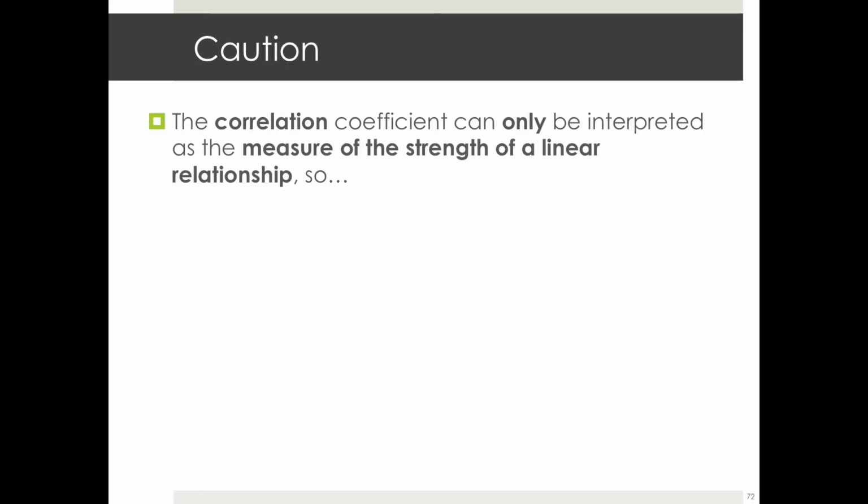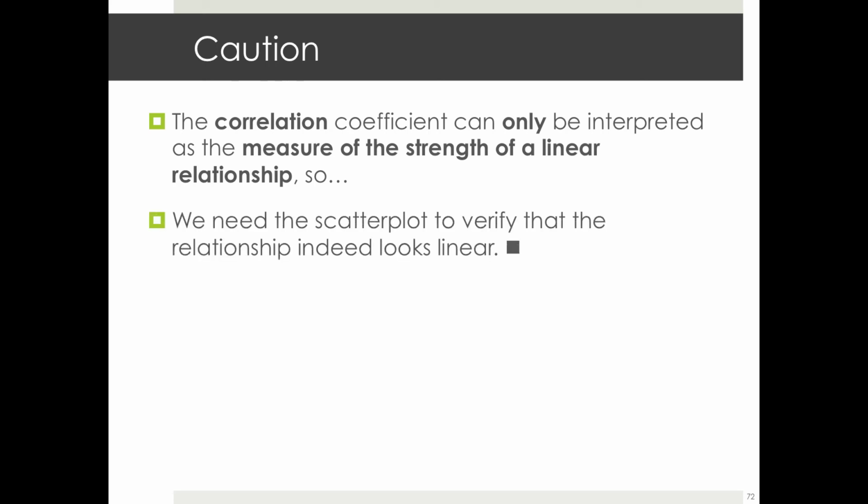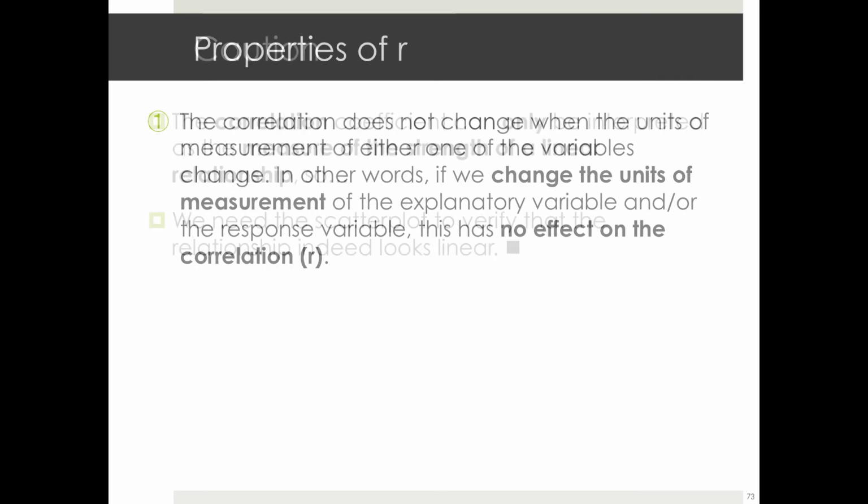We need to be careful because, as we've said before, the correlation coefficient can only be interpreted as the measure of the strength of a linear relationship. So, in order to do this, we're going to need to look at the scatter plot so that we can verify that the relationship is indeed linear to begin with. Otherwise, we can't use that correlation coefficient to say anything about the strength of the relationship. So let's take a look at some properties of R that we're going to need to keep in mind.